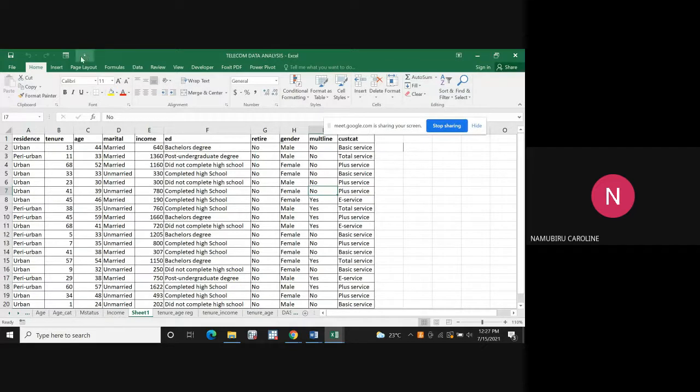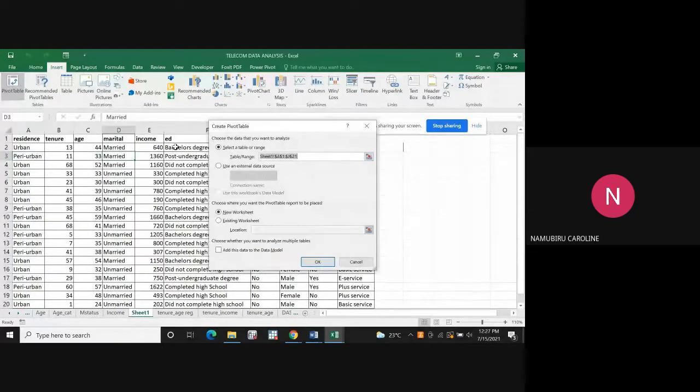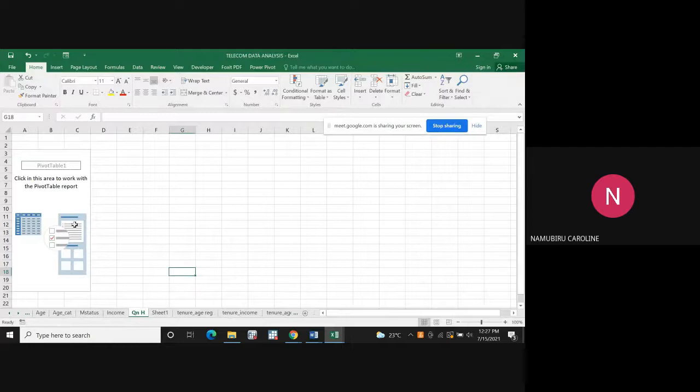So let's come to insert, be anywhere within your table. I believe that you know. Then insert a pivot table. Let it select the entire range, as we say, and then say OK in a new worksheet. When it says OK in the new worksheet, rename the worksheet to gender first cut, because it's the one we are using for that question. Or you can even rename it as question H if you feel the words are too many.